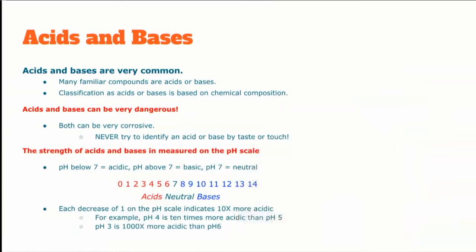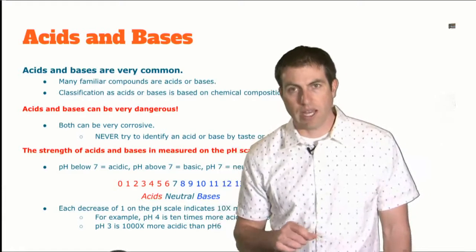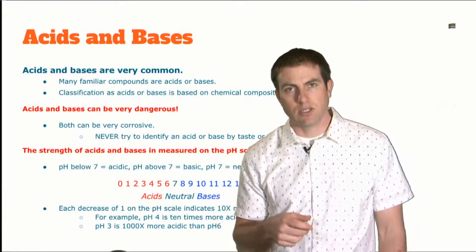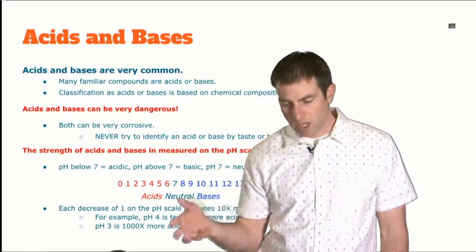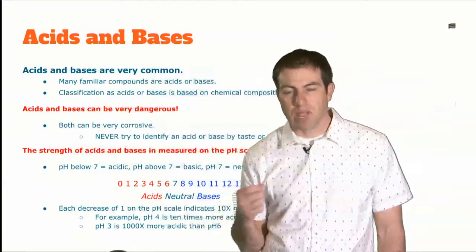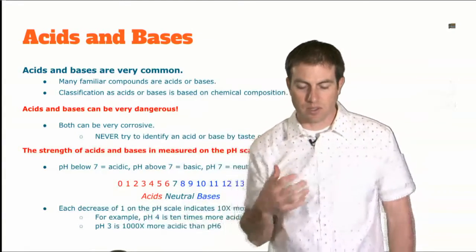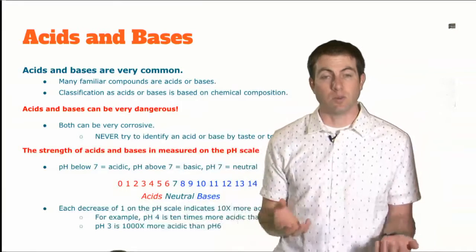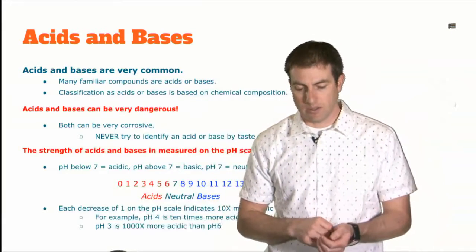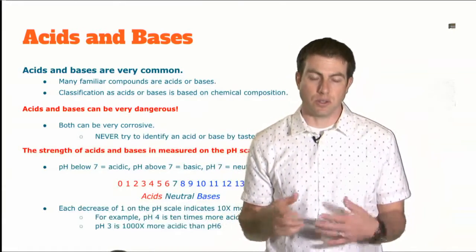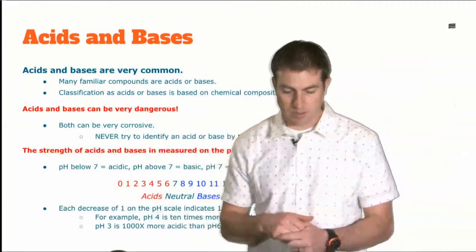You can get really strong acids and really strong bases. And it suggests that you never try to identify if it's an acid or base by taste or touch, which is kind of funny because in the chart, we can identify acids by taste or touch. So we don't recommend you try chemicals to taste them, but in general, acids will be very sour, and we'll run into a bunch of other things that happen with acids and bases.